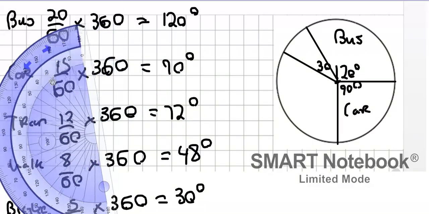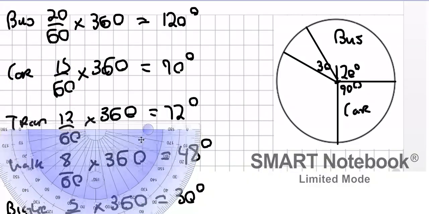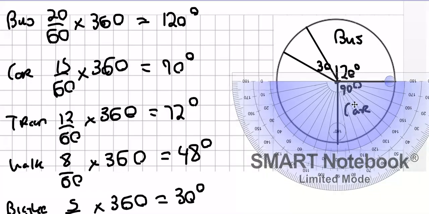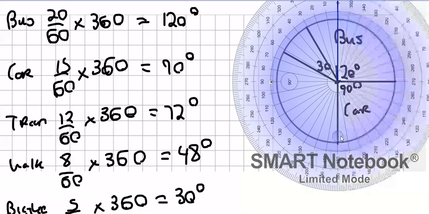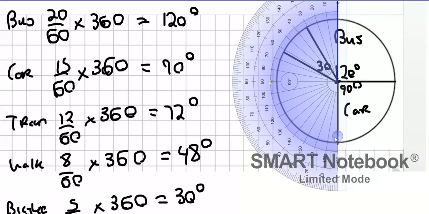72 degrees is going to be awkward, but I'll give it a go. Here we are. Now, I'm going to start at 90. Actually, I'll rotate this thing. Okay. So, 10, 20, 30, 40, 50, 60, 70, 72. Just 2 degrees above it. And that's roughly 72 degrees.